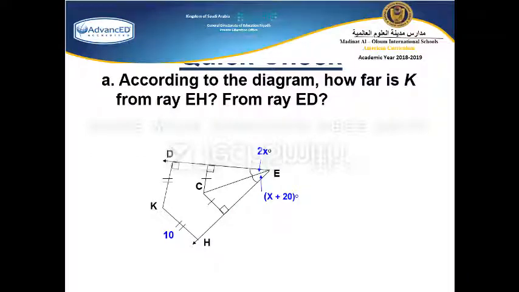According to this diagram, how far is K from the ray EH? Here, since these two angles are congruent according to the given, then EC is an angle bisector. Then this point K is equidistant from these two sides, because in the given we also have KH equals KD. Then K is equidistant, and each equals 10. KH and KD equal 10.